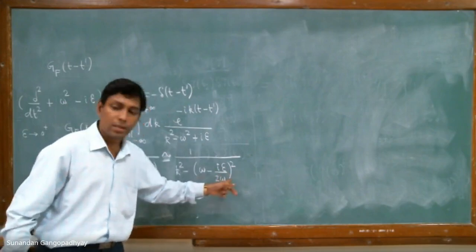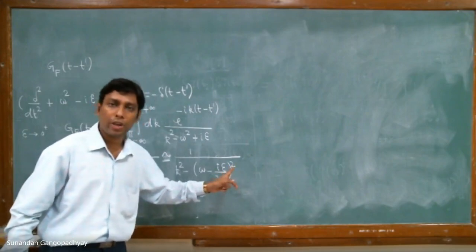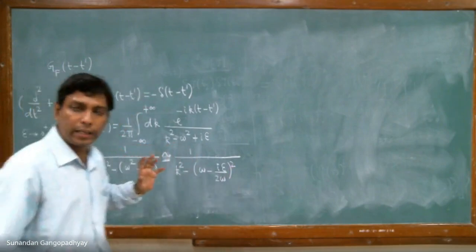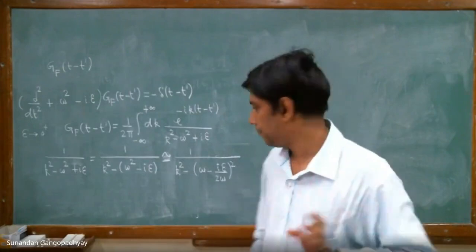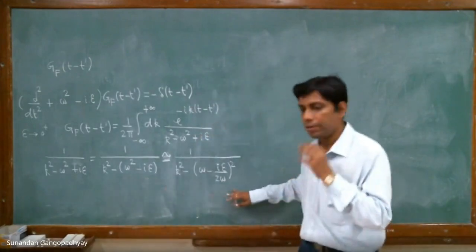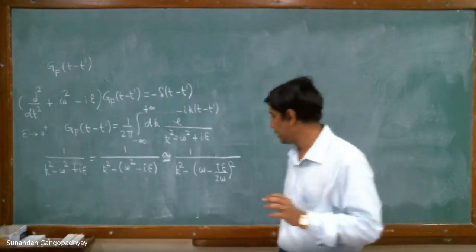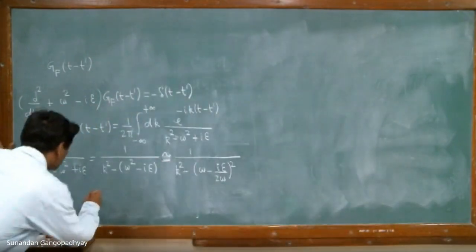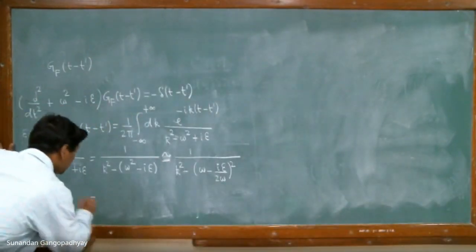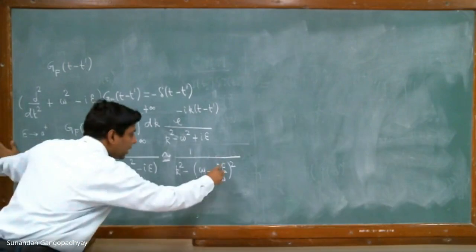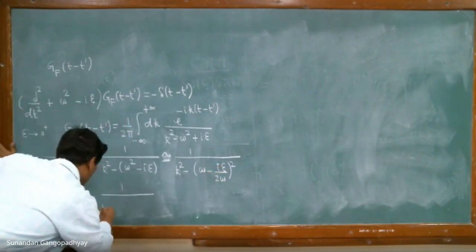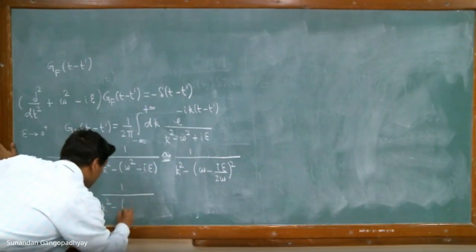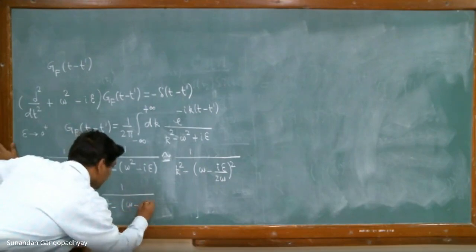If you square this, you will get a term of order epsilon square. But we are neglecting that term of order epsilon square because epsilon is very, very small. So this expression is approximately equal to this. There is no doubt about that. And now I shall call this epsilon by 2 omega, this is k square minus omega minus I delta.